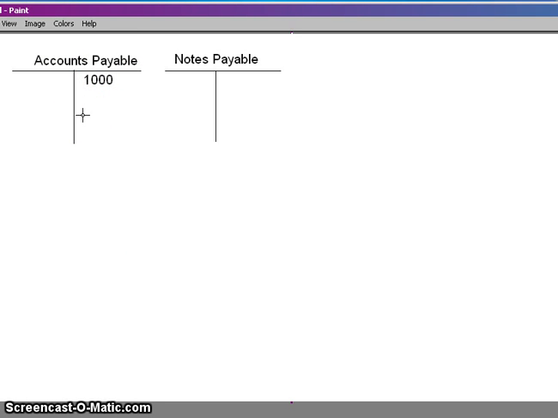So we owed somebody $1,000 and we decided, you know what, we can't pay you, we're going to pay you in 90 days, and we're going to pay you a 12% interest rate. So what we're going to do is shift the $1,000 out of accounts payable and put it into the notes payable category. We're going to debit accounts payable for $1,000, and we are going to credit notes payable for $1,000. We're just really moving it out of one account and putting it in another. And this is where we are. And we have $1,000 here in notes payable.